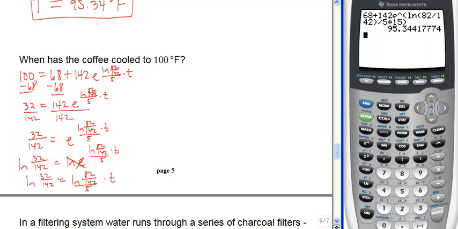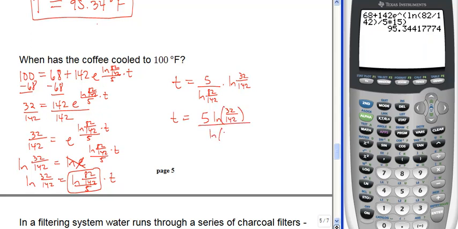I forgot that. So to solve for this t, I'm going to want to multiply by the reciprocal of this fraction. So t is going to be the reciprocal of this, so 5 over ln of 82 over 142 times what I originally had on the left side, so ln of 32 over 142. So it's pretty messy looking, but if you wanted to consolidate it a little bit more, it would be 5 ln of 32 over 142 all over ln of 82 over 142. And so we're going to type all that into our calculator.